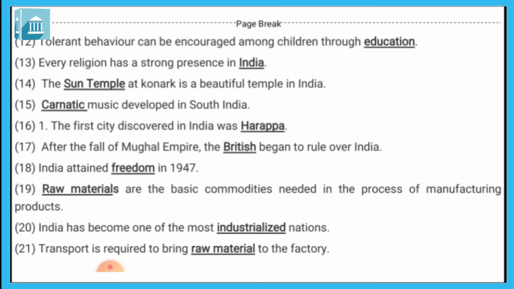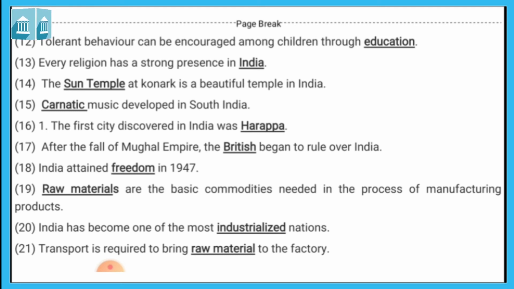13. Every religion has a strong presence in India. So in India we have different types of religion and all the people follow different religions. There is no rule that you must follow this or that religion. We have the right to follow the religion which we believe in.